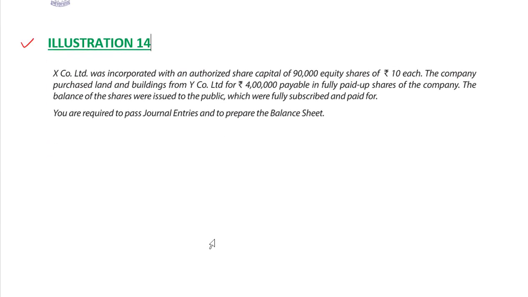Illustration 14. X Company Limited was incorporated with an authorized share capital of 90,000 equity shares of 10 each. The company purchased land and building from Y Company Limited for 4 lakh payable in fully paid up shares of the company. The balance of the shares were issued to the public, which were fully subscribed and paid for.